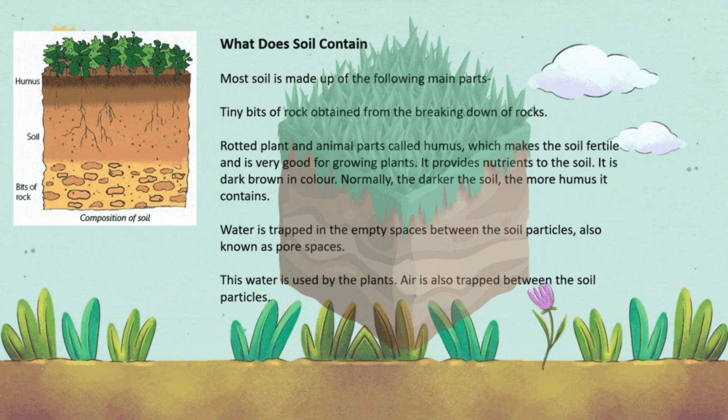Water is trapped in the empty spaces between the soil particles, also known as pore spaces. This water is used by the plants. Air is also trapped between the soil particles.